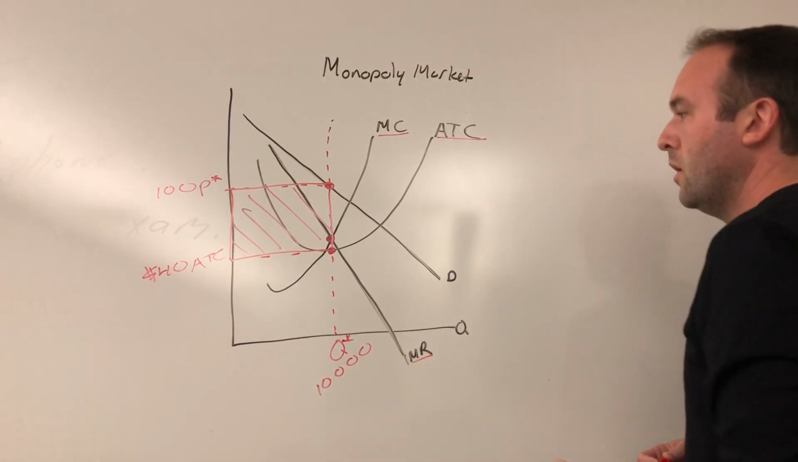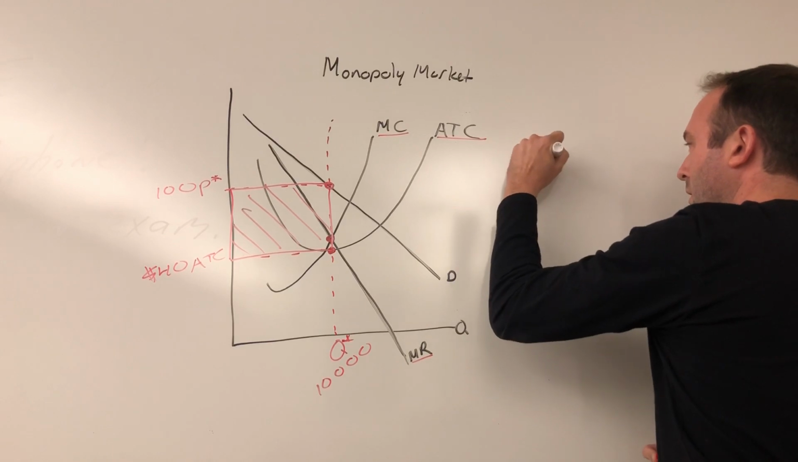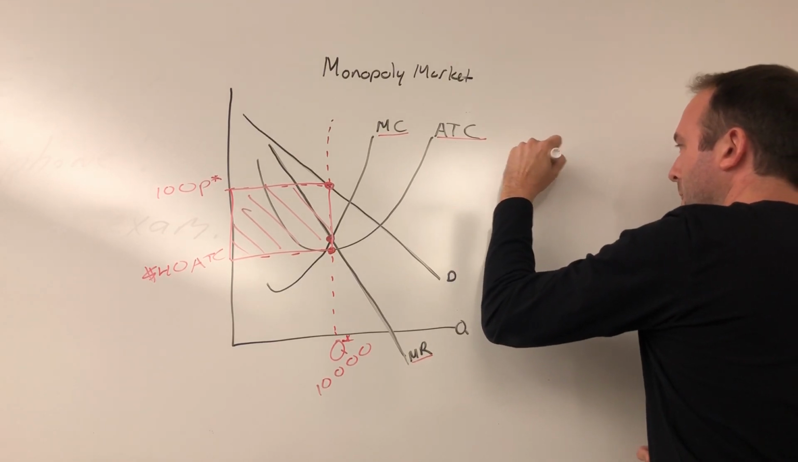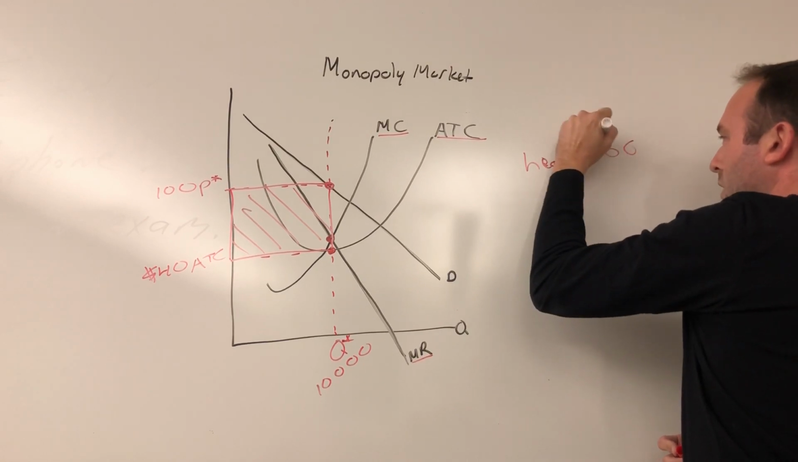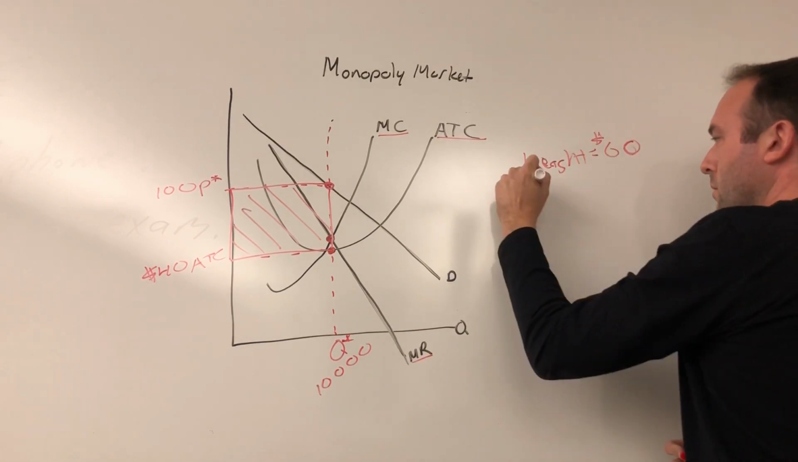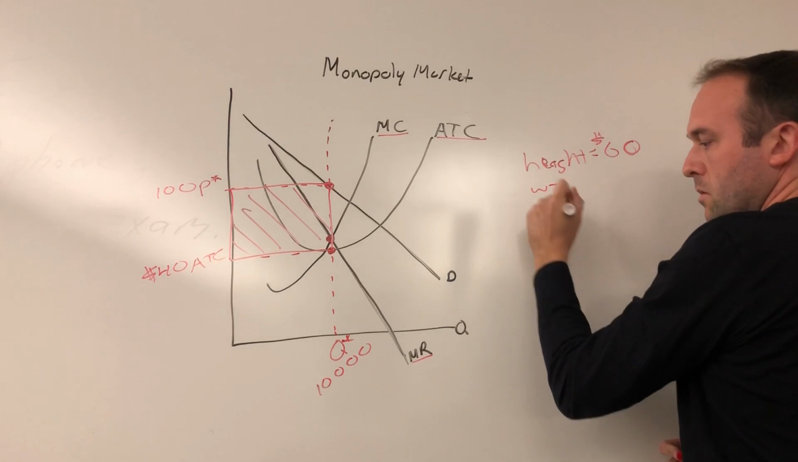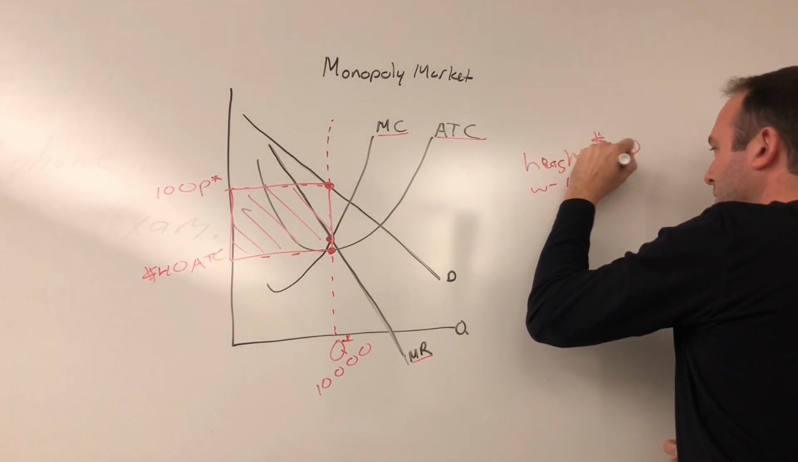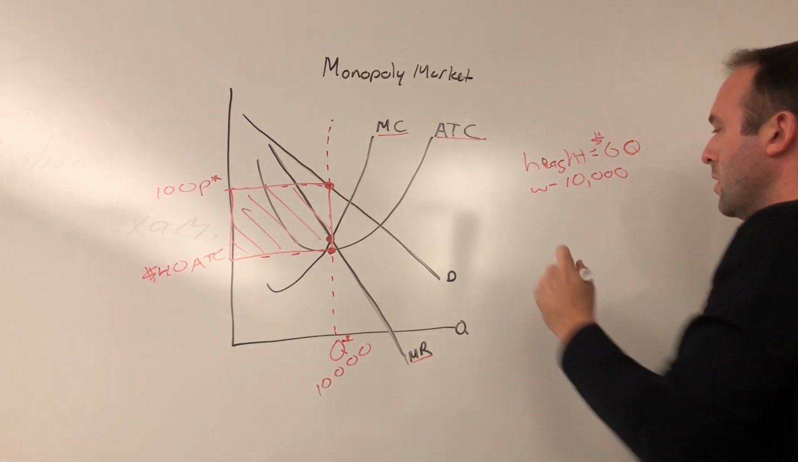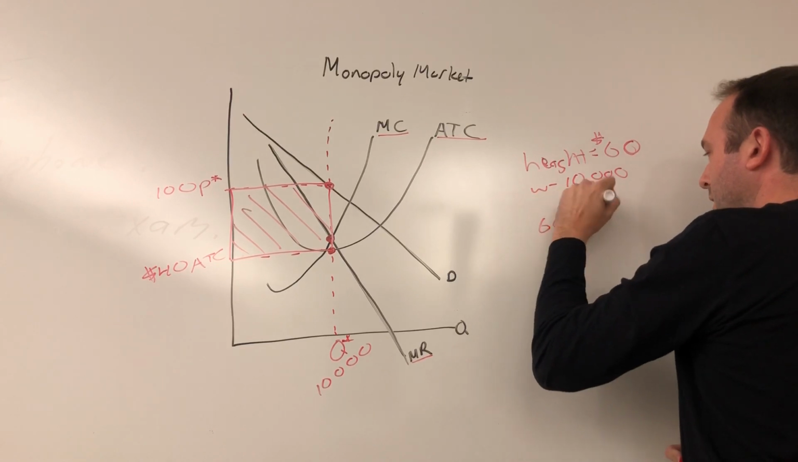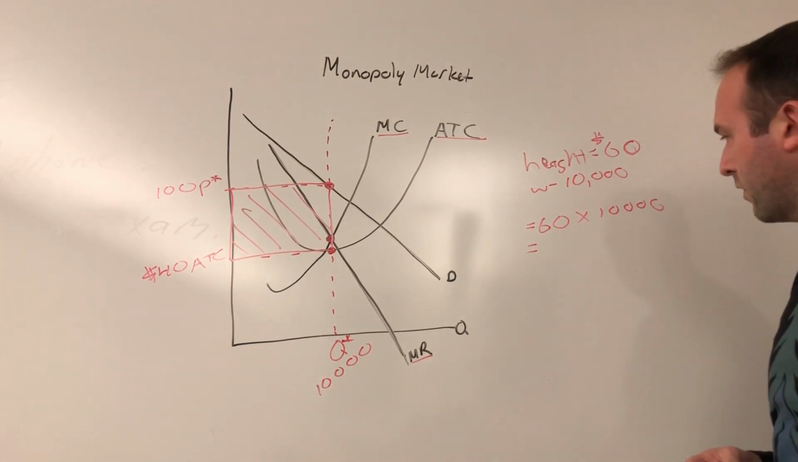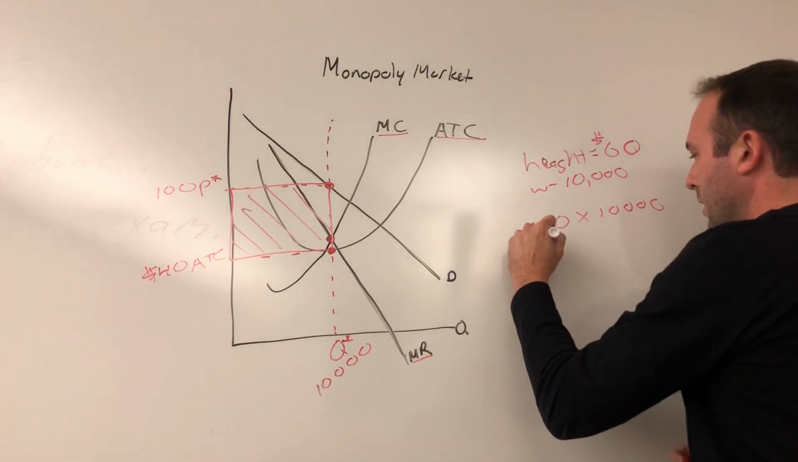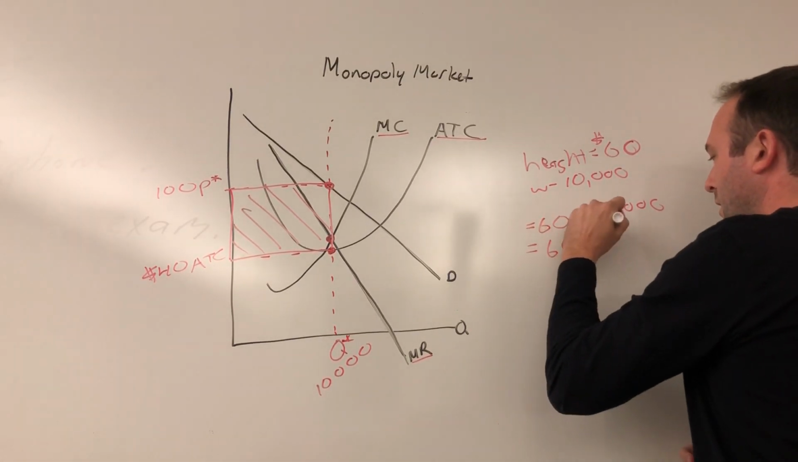So in this example, the height is going to be $60 tall. The width is going to be 10,000 units. Multiply that out, 60 times 10,000, and that gives you the profit for this firm, which is going to be, what's that going to be, $600,000.